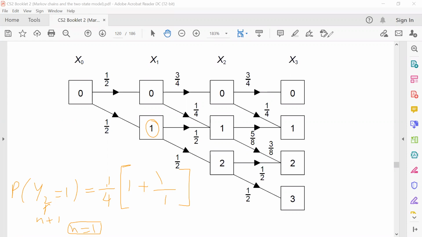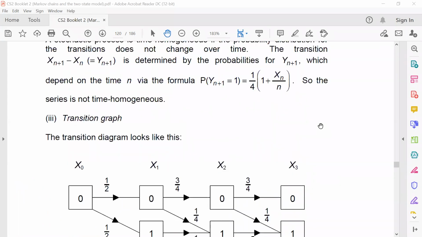Savri, does this make sense to you? Yes, clear. Okay, perfect. All right. Any more doubts with this question?